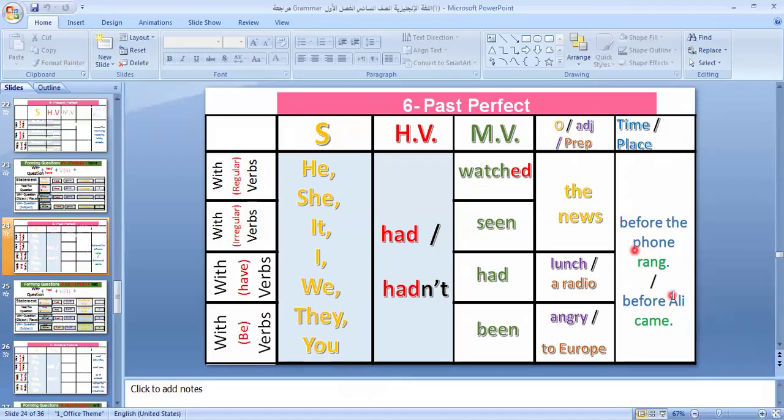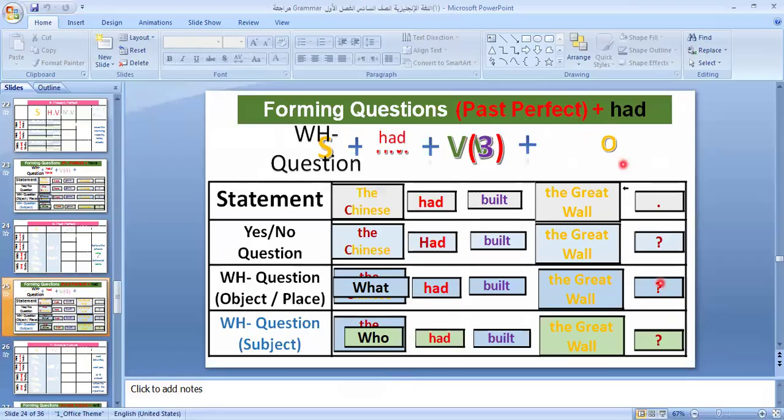Let's go to another item here. Here is the past perfect. Let's know how to form this tense. We form this tense like this. This is an example, and we do it together to practice the rule. Here we say, the Chinese had built the Great Wall. So when we use a yes/no question, what do I do? I put the verb before the subject. We say, had the Chinese built the Great Wall?